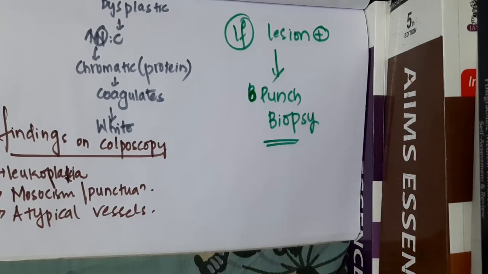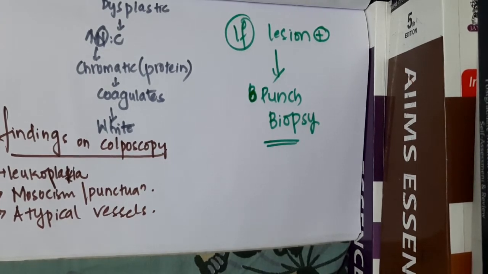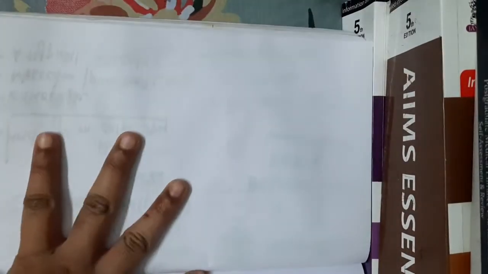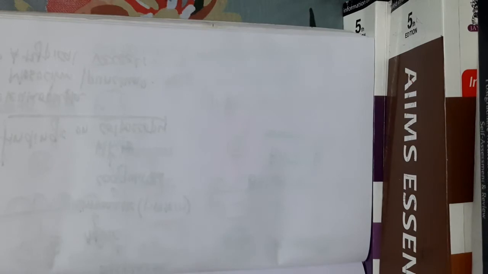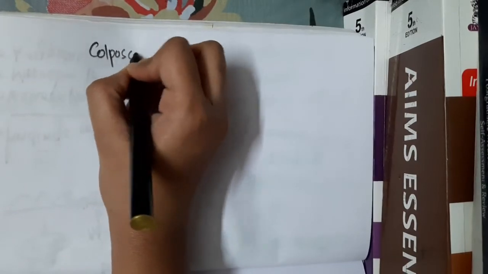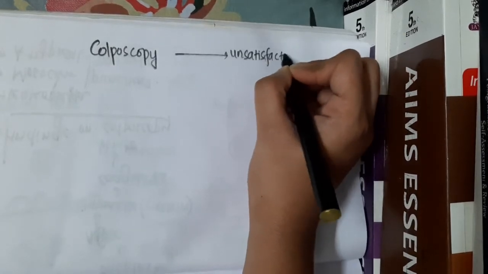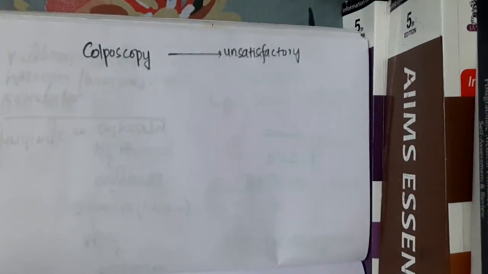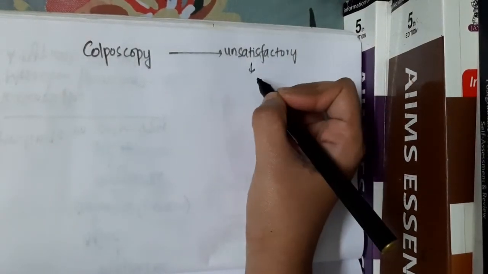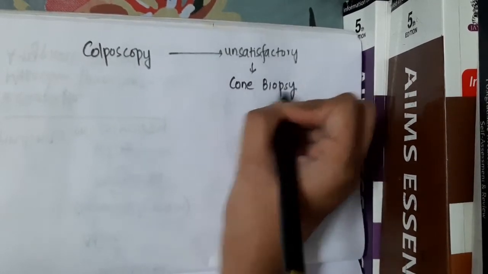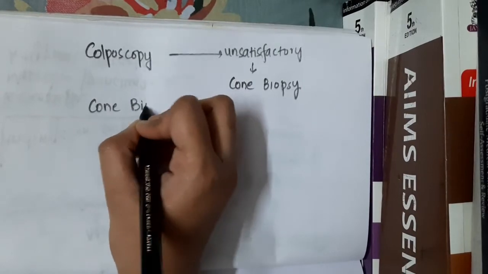Once you have done the colposcopy and taken the biopsy, you can do two things. If you have obtained a satisfactory specimen, then it is fine. But if even after colposcopy you have unsatisfactory specimen or unsatisfactory results, and you are not able to confirm the diagnosis, then a cone biopsy is done. We will see some important points of cone biopsy.